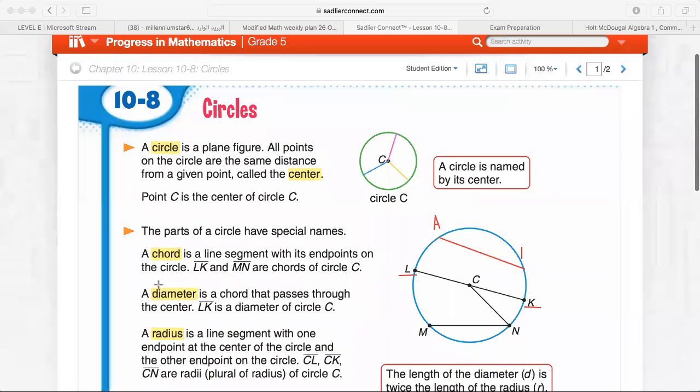A diameter is a chord that passes through the center. LK is a diameter of the circle.